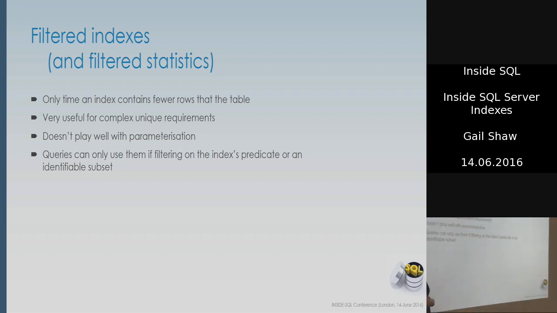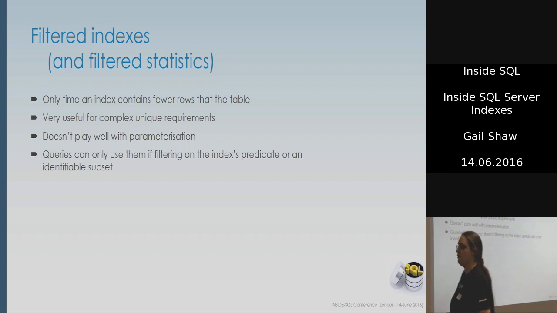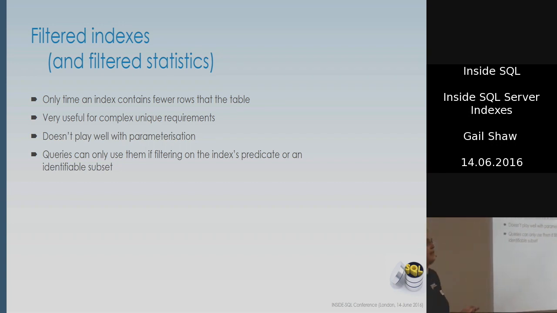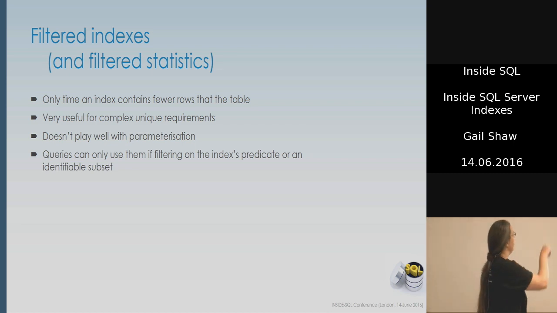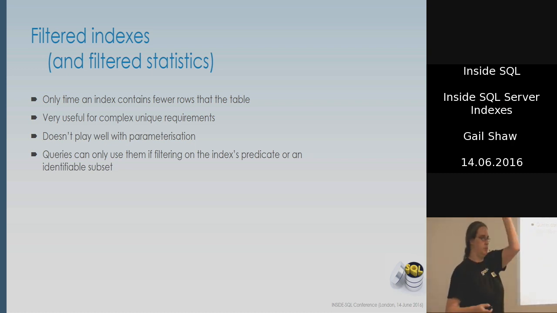All right, filtered indexes. I mentioned at the beginning that there is one case and only one case where an index can have fewer rows in it than are in the table it's based on, and that's a filtered index. A filtered index contains, well, a filter predicate. Create index, blah, blah, blah, on table, these columns, where, condition. It has to be a simple condition. It cannot have ors in it. There's a whole bunch of limitations on it.